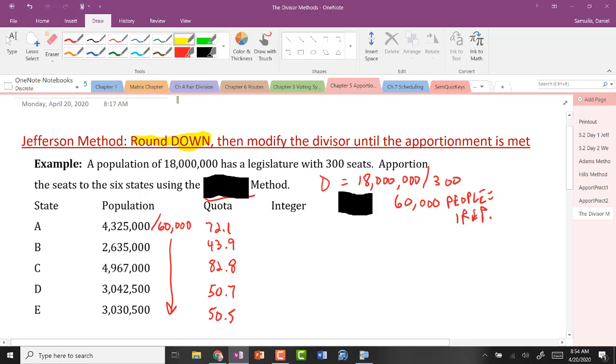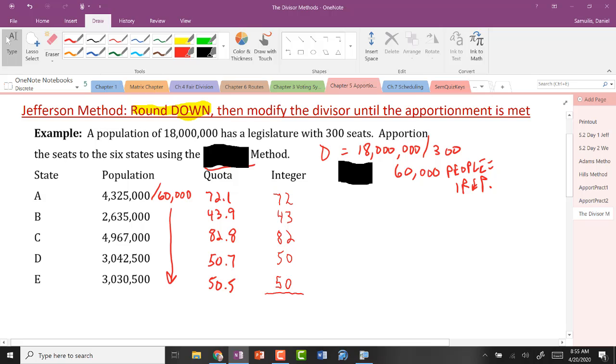That's all three methods today. The first method is Jefferson, where you do exactly what you did with Hamilton: you round down. Every time we round down, 43.9 goes to 43; you just lop off the decimal. So 82, 50, 50, and adding them up, 297. So you're short.